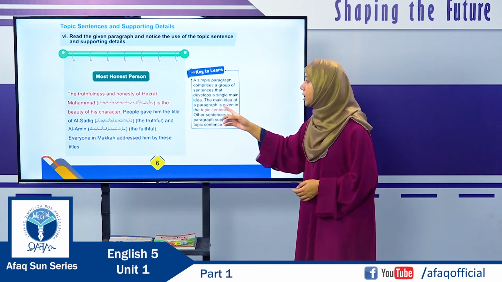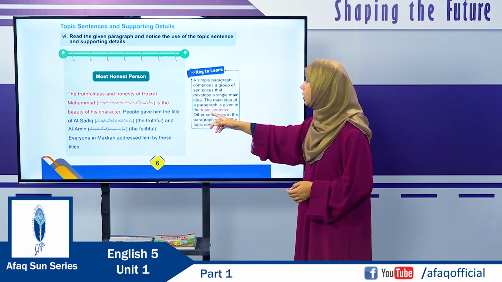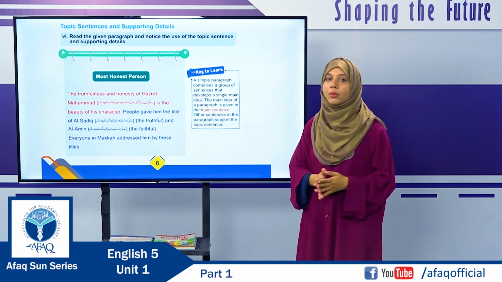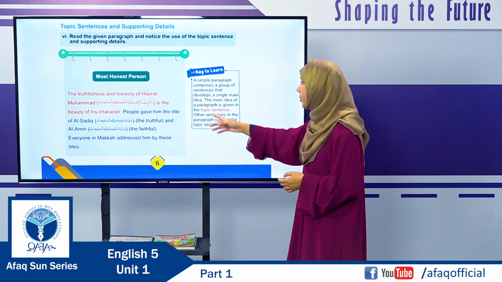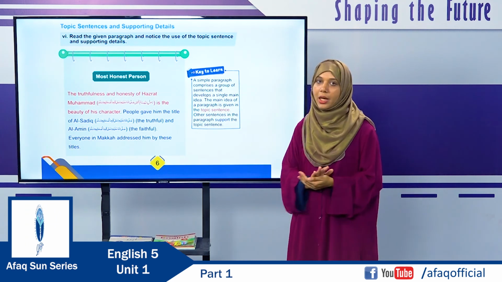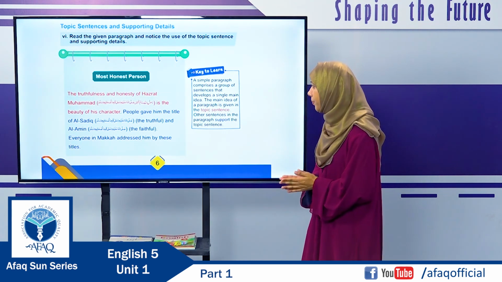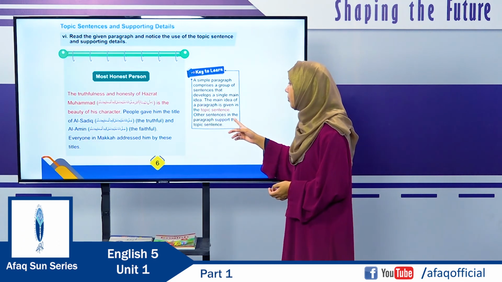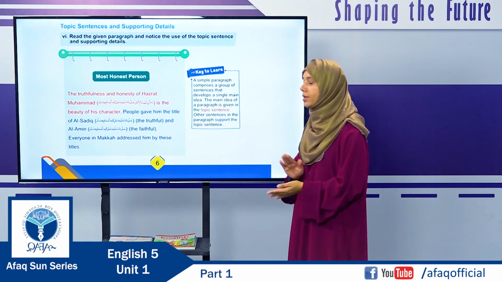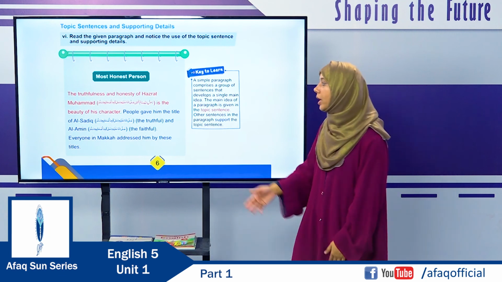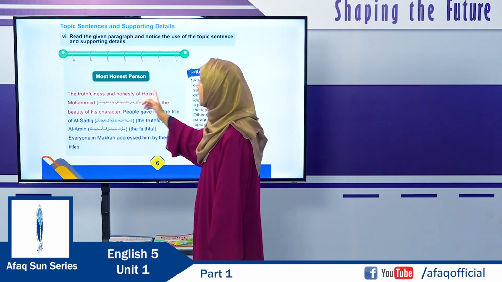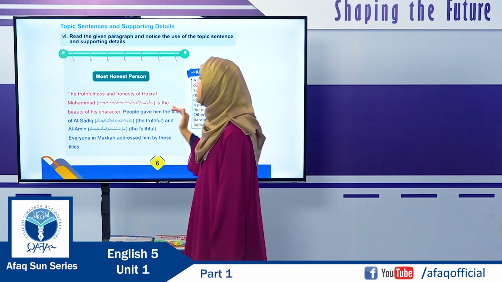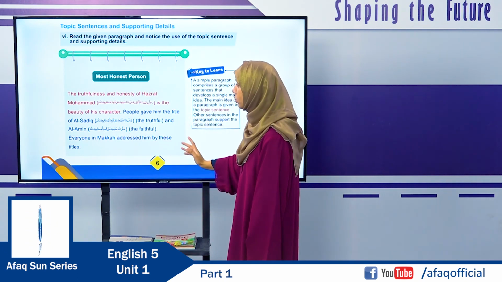The main idea of a paragraph is given in the topic sentence. So generally, the first sentence of a paragraph is the topic sentence in which the main idea of the paragraph is given, and other sentences in the paragraph support the topic sentence. For example, a paragraph has been provided here. The topic sentence is in red color, whereas the supporting details are in blue color.